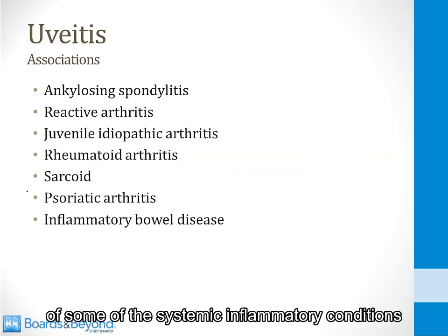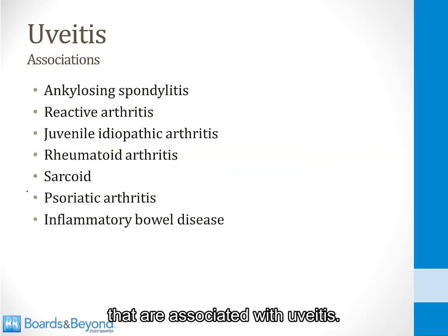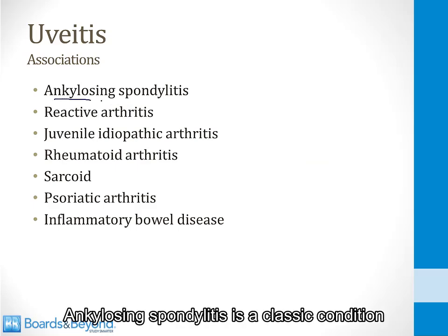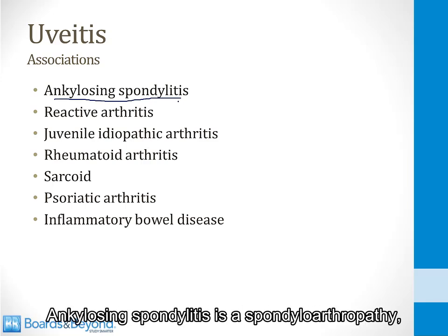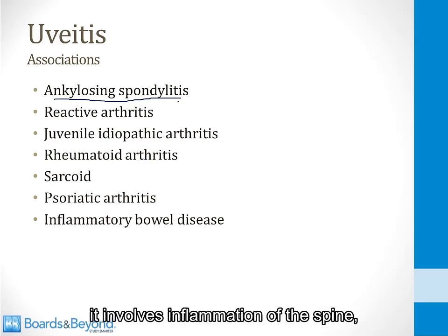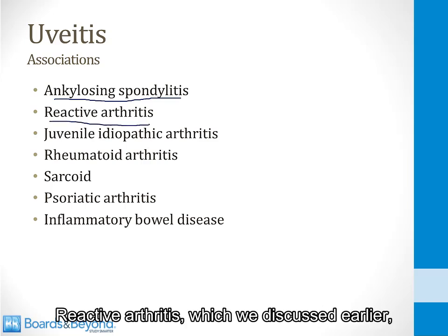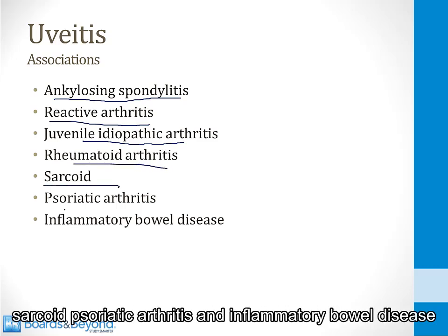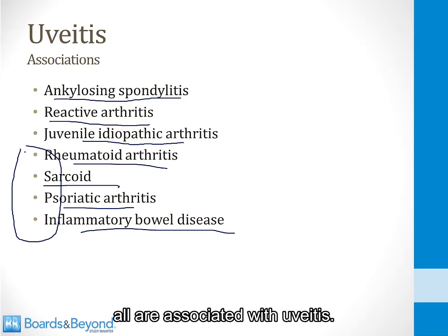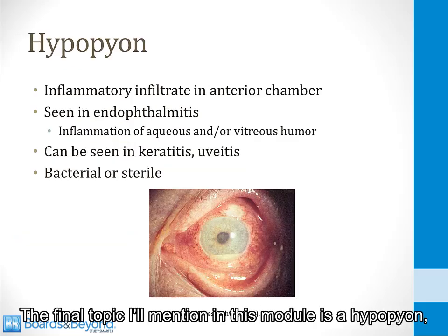And here's a list of some of the systemic inflammatory conditions that are associated with uveitis. Ankylosing spondylitis is a classic condition that is associated with uveitis. Ankylosing spondylitis is a spondyloarthropathy. It involves inflammation of the spine, and it's associated with uveitis. Reactive arthritis, which we discussed earlier, is also associated with uveitis. Juvenile idiopathic arthritis is another uncommon condition. It's associated with uveitis. And then also rheumatoid arthritis, sarcoid, psoriatic arthritis, and inflammatory bowel disease all are associated with uveitis. The final topic I'll mention in this module is a hypopyon.